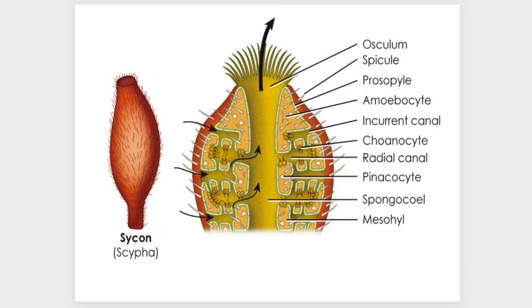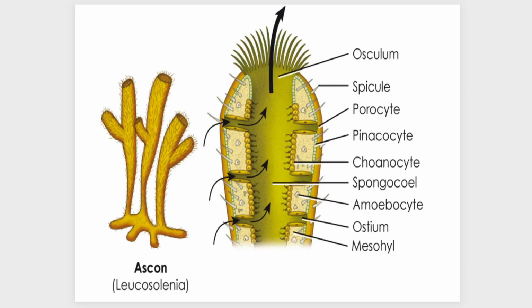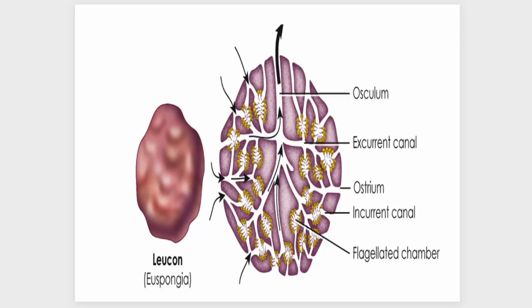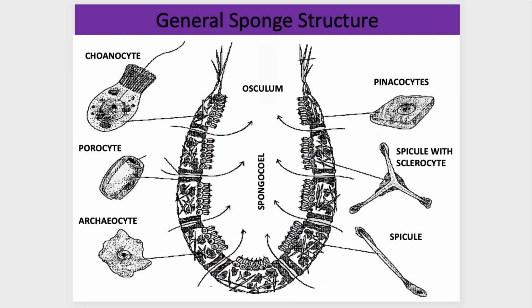There's another image of what that looks like. Now for this one, this would be a simpler structure. This one's a little bit more complex. And then this leuconoid structure last, you see how many canals there are. So it gets more and more complex. And then here are some of those cells magnified so you can see what they look like.